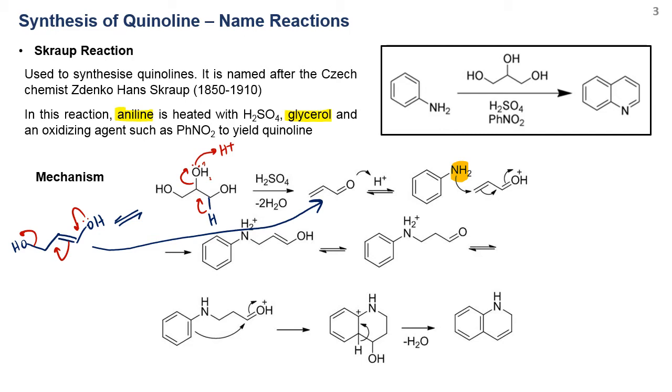After that, you will generate the aldehyde at the terminal position, and from here the aniline can use the lone pair of electrons in the electron-rich system attacking at the aldehyde, and then you cyclize the ring and regain the aromaticity to form almost the quinoline structure. And after that you need to oxidize using some oxidant into quinoline.